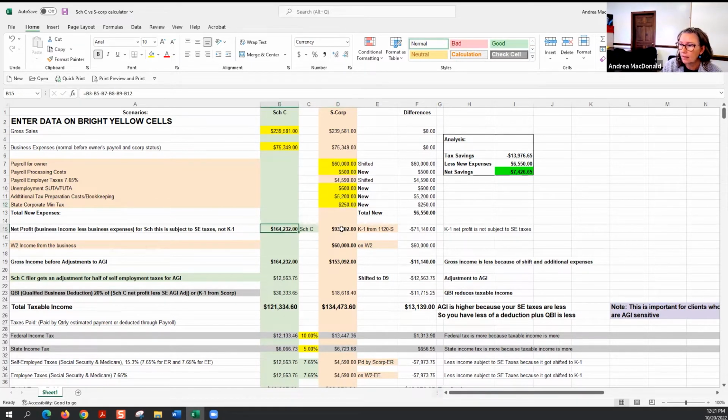And now we've got net profit, Schedule C versus S Corp. The numbers are very different, of course, because the S Corp gets to factor in the payroll and all those additional expenses. Then we're going to add in the $60,000 from the W-2 that flows right in from this number. So if you change that number, it's going to change it automatically everywhere there are formulas. So now we have gross income before adjustments.